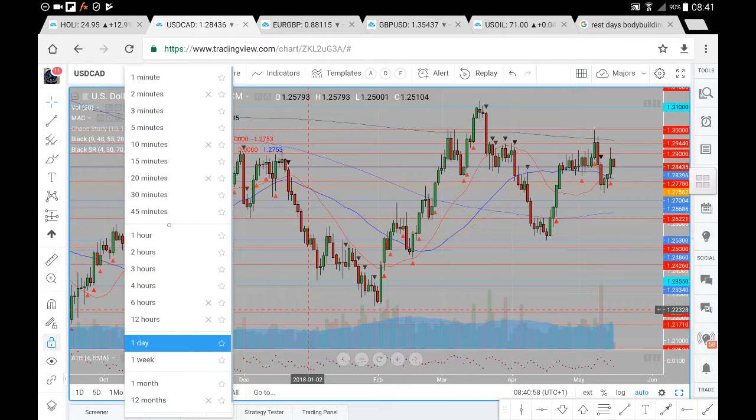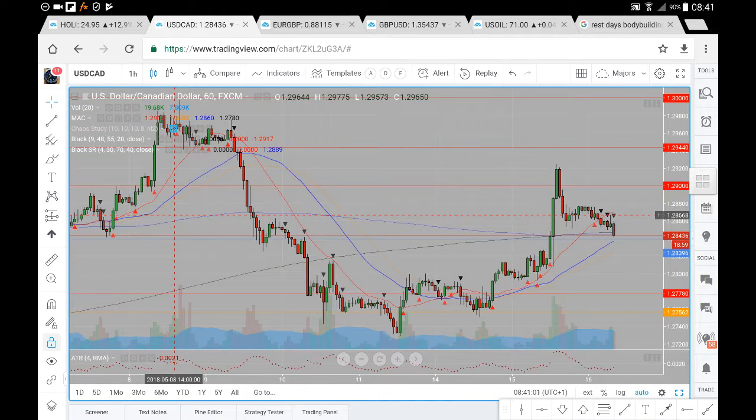So this is USDCAD analysis for Wednesday the 16th of May. Now let's just have a look at where prices are and where prices may likely go.